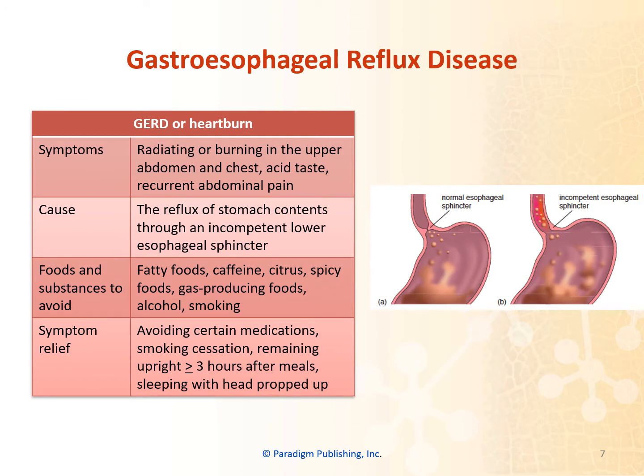Next we'll cover gastroesophageal reflux disease, also known as GERD or heartburn. There are different symptoms depending on your level of GERD: radiating or burning in the upper abdomen and chest, acid taste, and recurrent abdominal pain. There are different causes, but the main cause is reflux of stomach contents through an incompetent lower esophageal sphincter. Different foods and substances can cause GERD in different people. Some are more susceptible to GERD from different products than others.